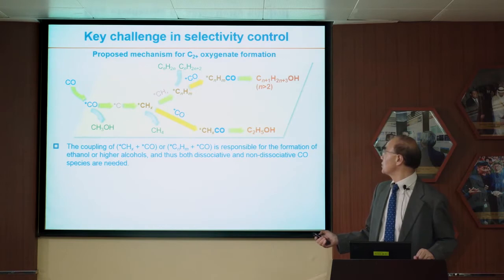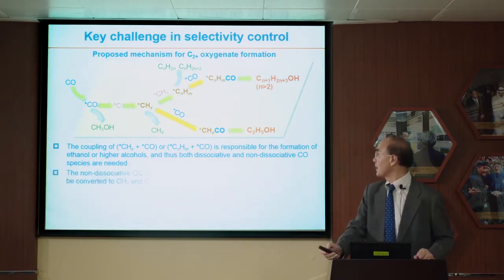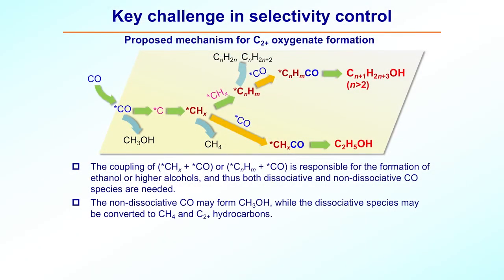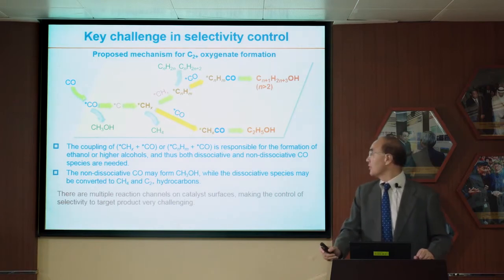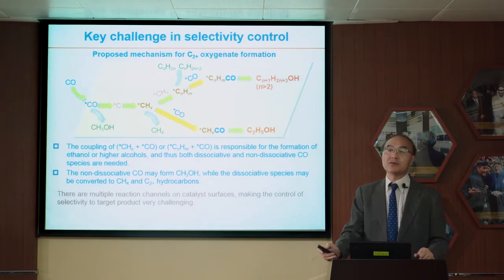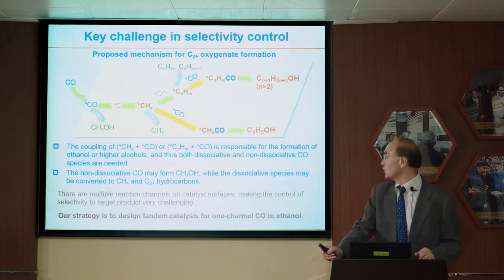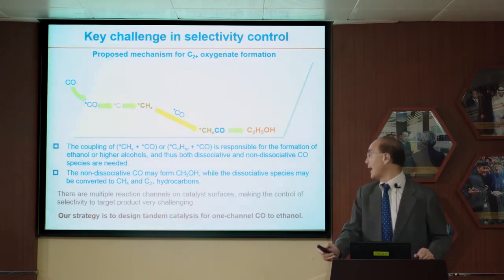Thus, both dissociative and non-dissociative CO species are needed. The non-dissociative CO may form methanol, while the dissociative species may be converted to methane and C2+ hydrocarbons. In other words, there are multiple reaction channels on catalyst surfaces, making the control of selectivity to a target product very challenging. Our strategy is to design tandem catalysts for one-channel CO to ethanol.